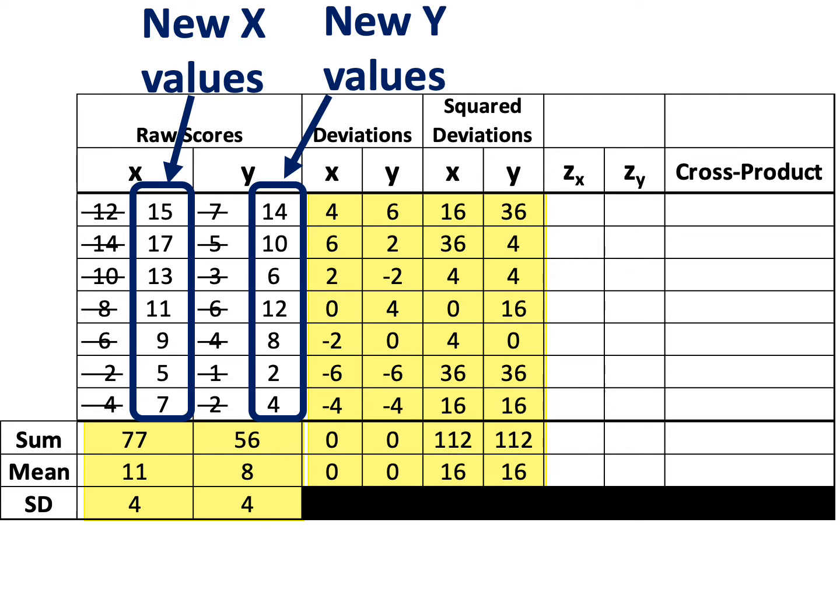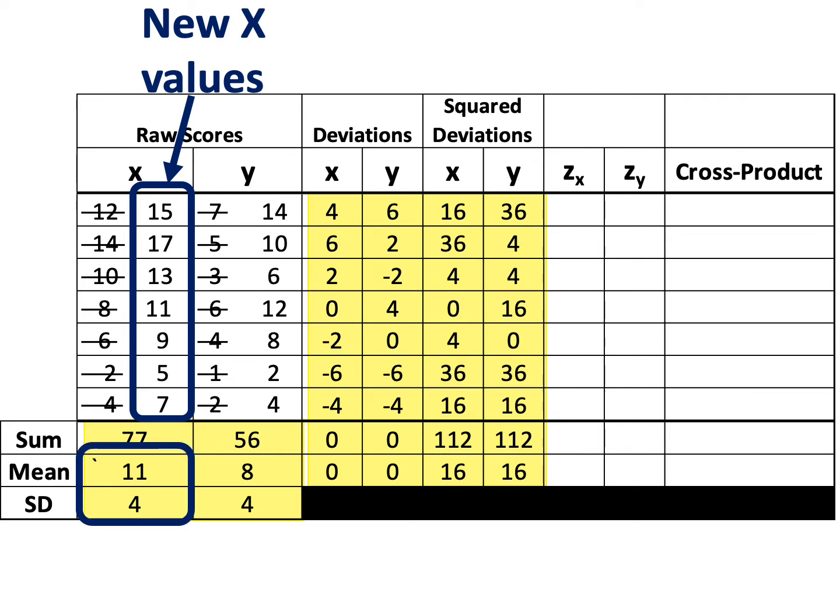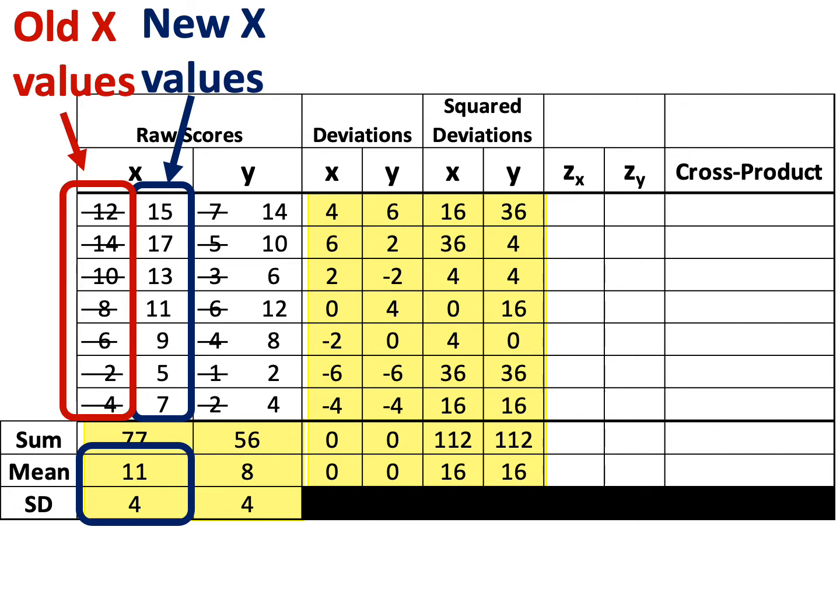Here are the correct numbers. Let's take a look at the new x values with their mean and standard deviation. The mean of the new x values is 11. The standard deviation is 4. Remember that the new x values are equal to the old x values plus 3.